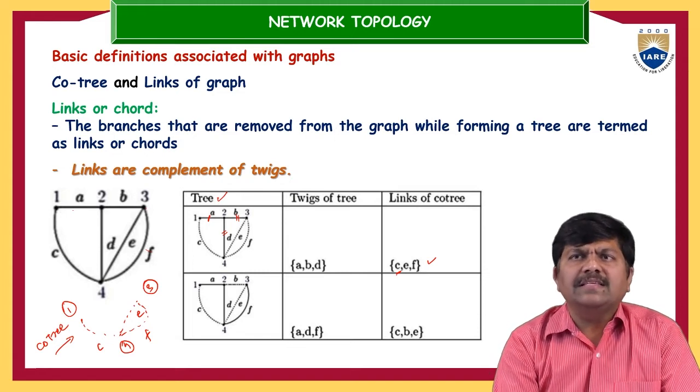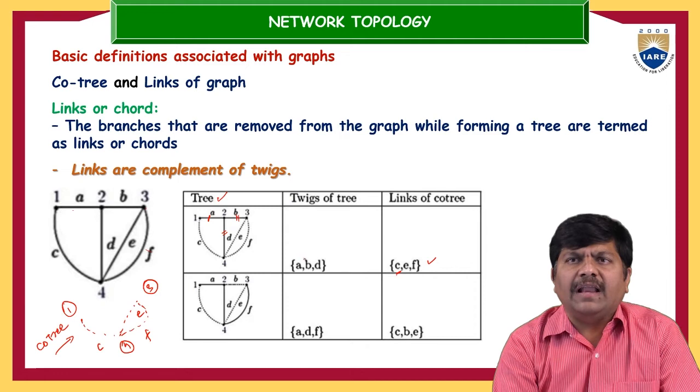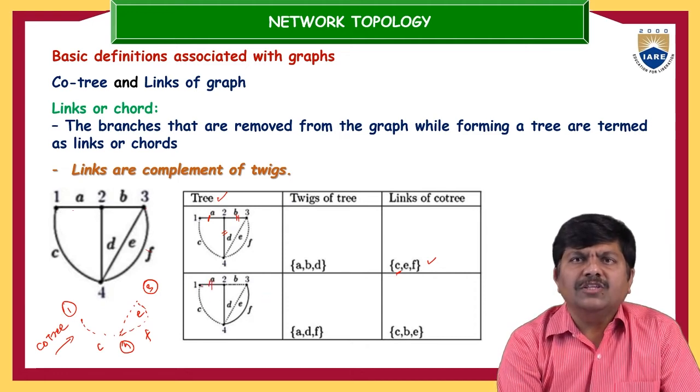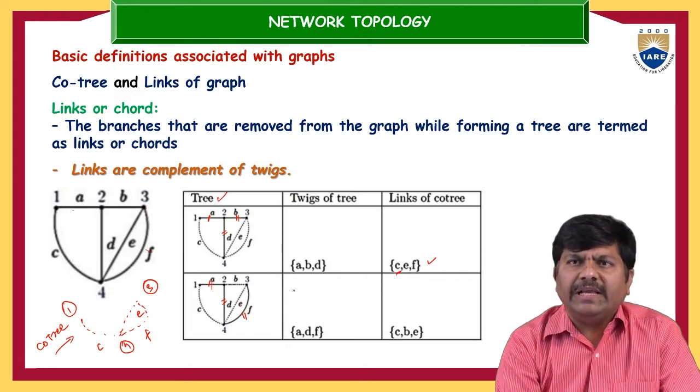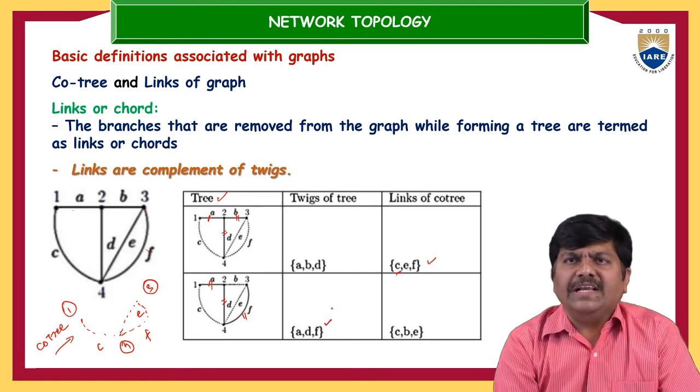And we can analyze the same thing with another way of drawing the tree. In this one, A is used, D is also used and F is also used. So this is the shape of the tree. What are the branches of this tree here? Those are nothing but the twigs. A, D, F is a set of twigs, and these are the branches of the tree.